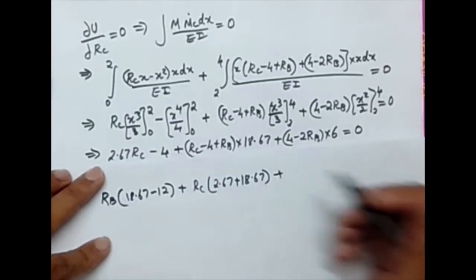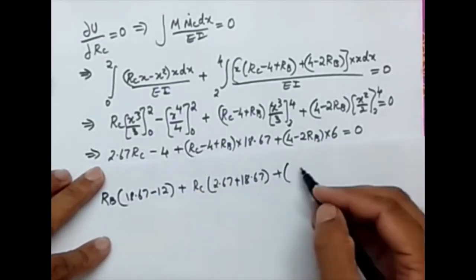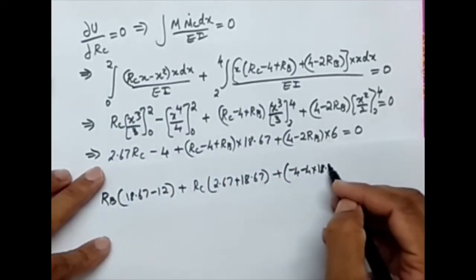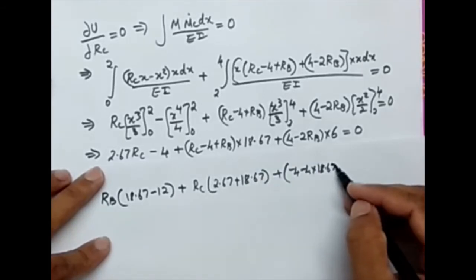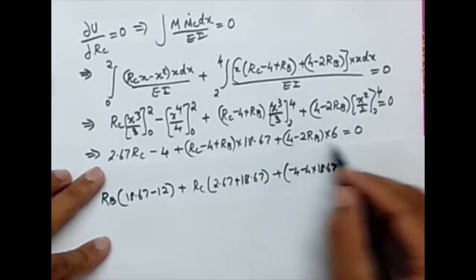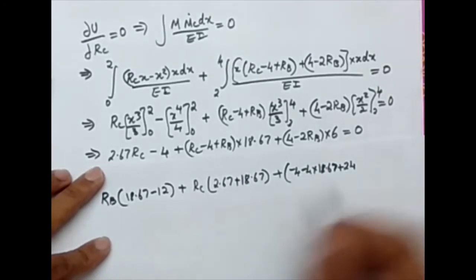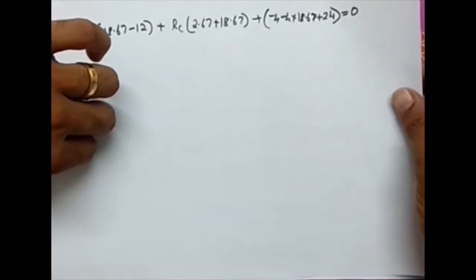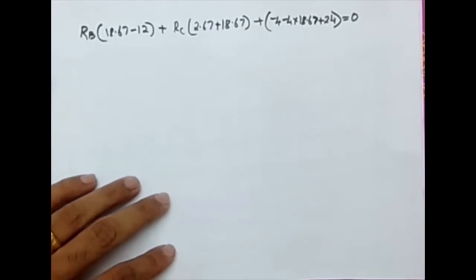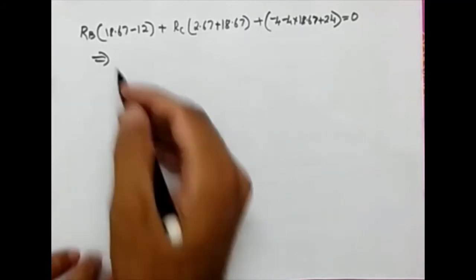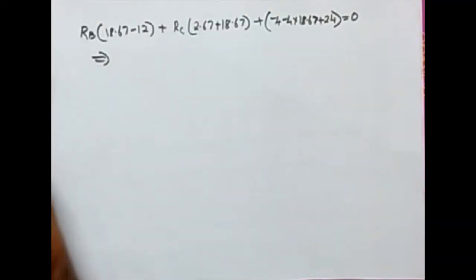Now I'm going to talk about the constants. So I'm going to get a minus 4 from here. Minus 4 times 18.67. Then I'm having 6 times 4, that is plus 24, equal to 0. So now I'm going to continue the calculation from here. So I'm just substituting the values in the calculator, and I'm going to check what I'm going to get.